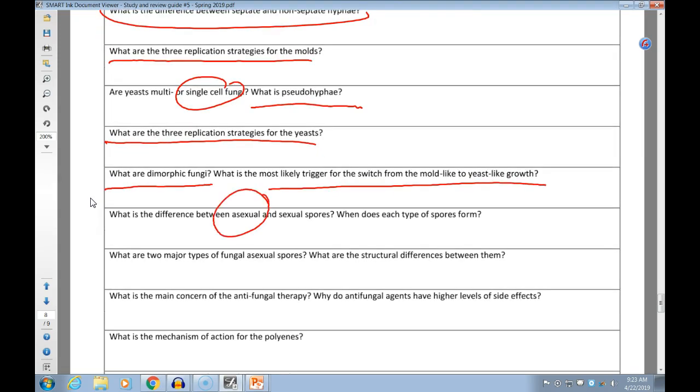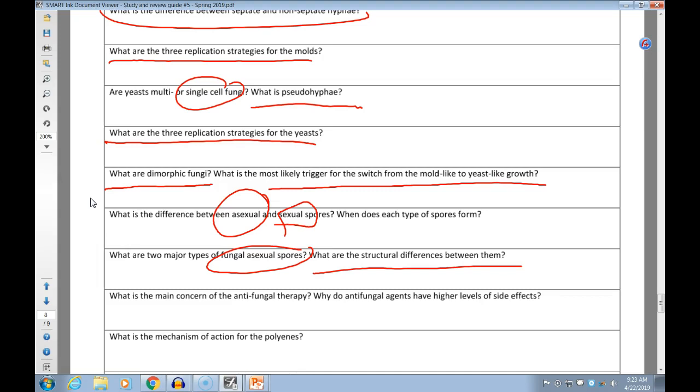Asexual spores do not increase genetic diversity and are usually produced during normal conditions. Sexual spores increase genetic diversity and are produced under environmental stress. Less frequent, but it happens. Two major types of fungal asexual spores: sporangiospores and conidiospores. What I want you to know are the structural differences.